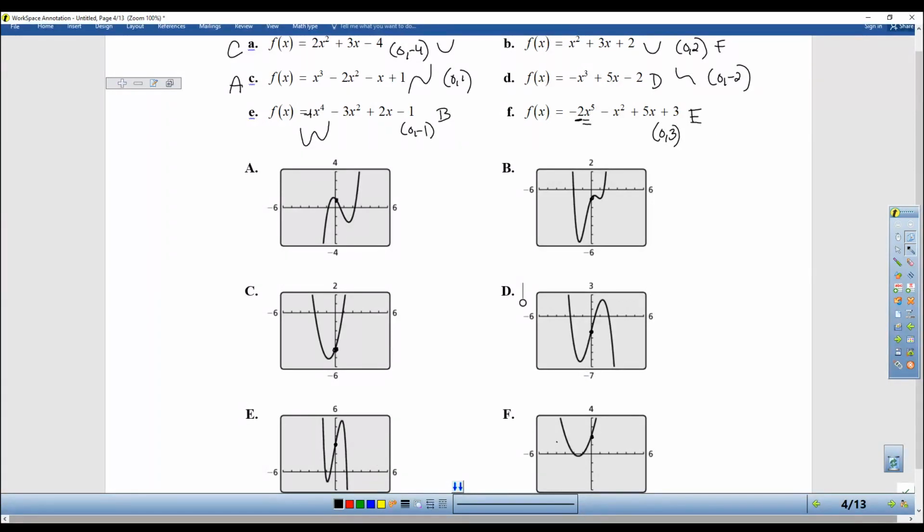So now we've matched them all. And honestly, that was just review. That is not at all the point of today. Today, you're going to be learning about maximums and minimums.